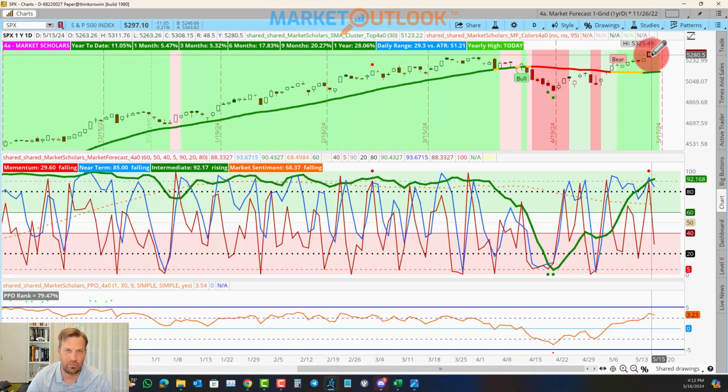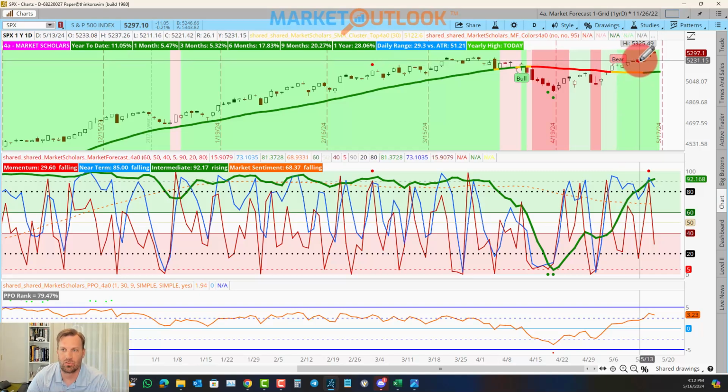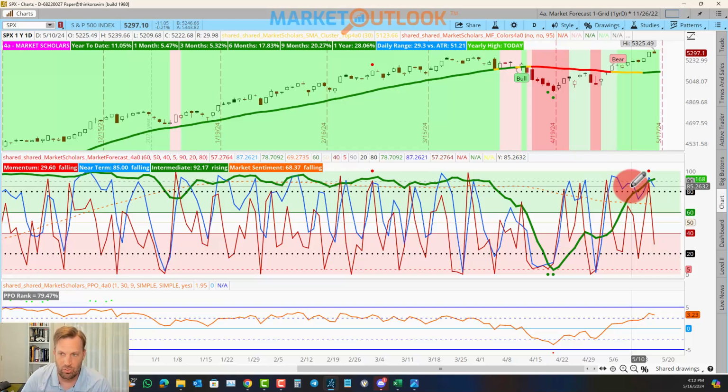Coming after a cluster, remember we got an overbought cluster yesterday, it's not surprising the momentum line drops. That's what happens when you get smaller ranges: you get a drop in the momentum line. But we didn't drop very much, so the near-term line actually stayed pretty bullish. You can see the near-term line stayed bullish this entire rally when we had all these really small ranges as well. Some up, some down, but the near-term line stayed in bullish territory, a little bit lower, but still bullish.